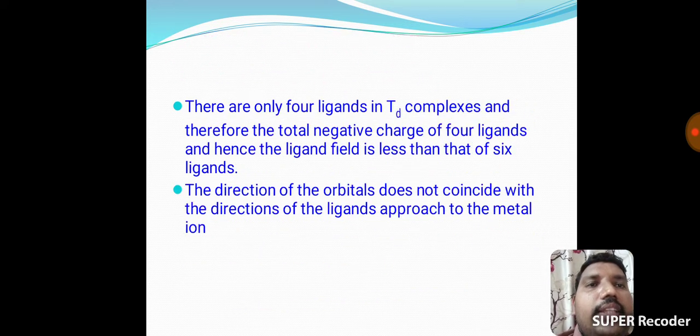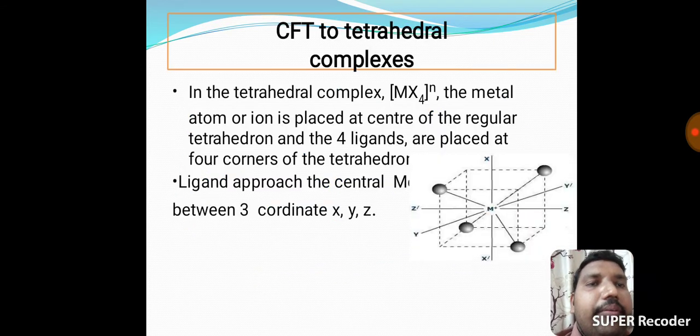In this one, there are only 4 ligands in the tetrahedral complex, and therefore the total negative charge of the 4 ligands, and hence the ligand field, is less than that of 6 ligands. The direction of the orbitals does not coincide with the direction of the ligand's approach to the metal ion.